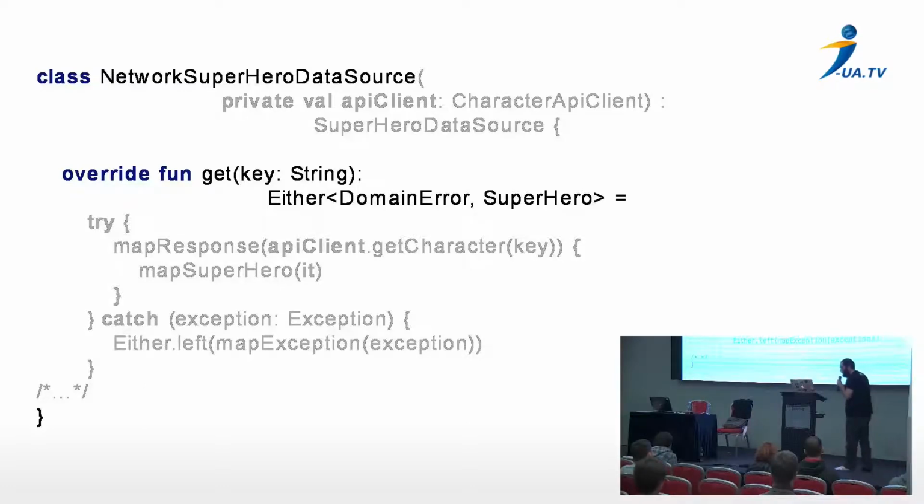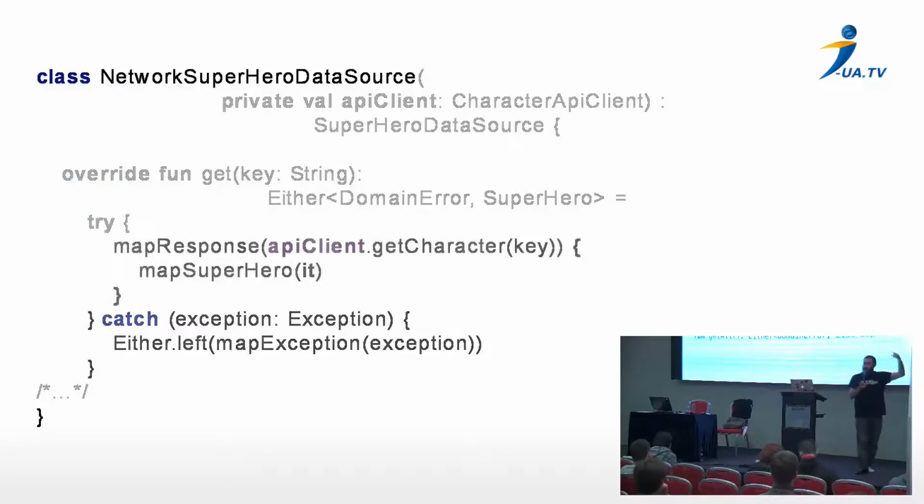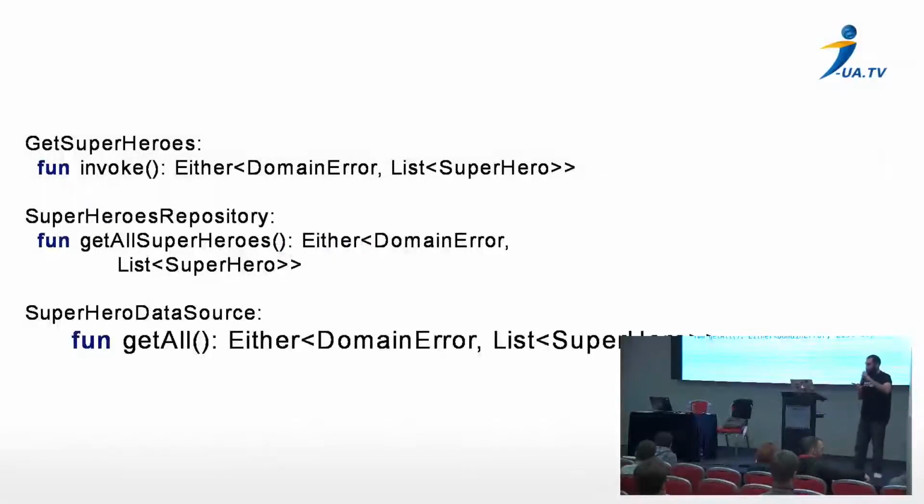This is really cool. And I am going to return this either monad. And one thing I can do, I say we can make maps in any place. I can change my domain error for a UI error, or my superhero to other collection, because a monad could be converted to the same monad with different types, for example. And this is really, really good and really powerful. And here is the data source, it returns an either monad, and the repository returns an either monad, and the superhero invokes the either monad, and that monad is going to arrive to the presenter.